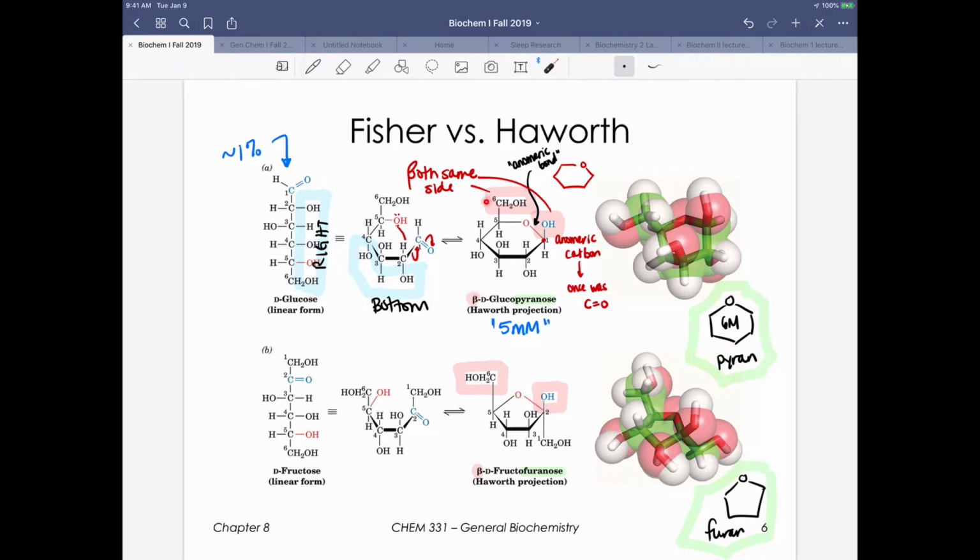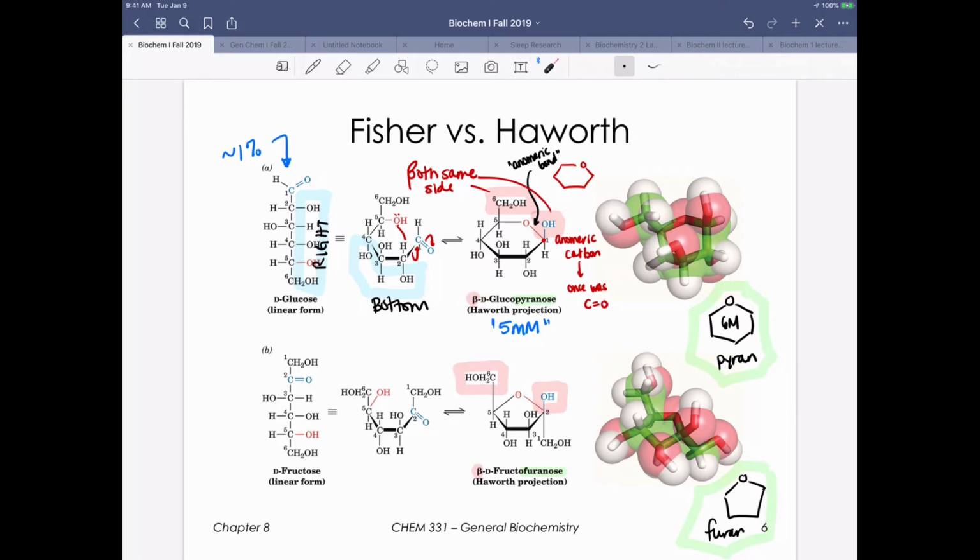So this Greek letter has to do with the positioning of this exocyclic CH2OH group and the OH group that's on the anomeric carbon. Again, this is the oxygen that once was part of a carbonyl. If they are both on the same side, we would call this beta. And if they are on the opposite side, we will call that alpha. So we're going to see an alpha anomer of glucose on the next slide, but we'd refer to this as the beta anomer.